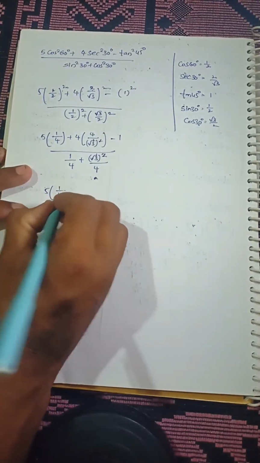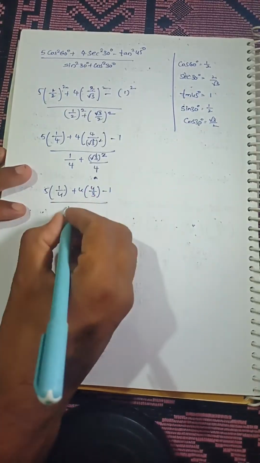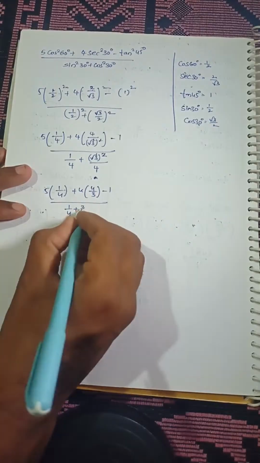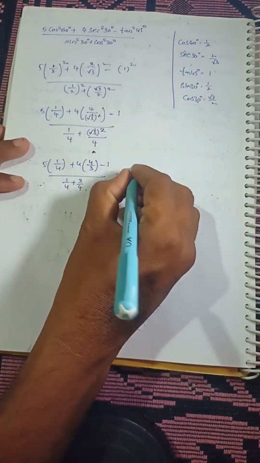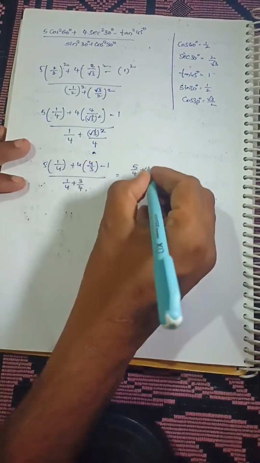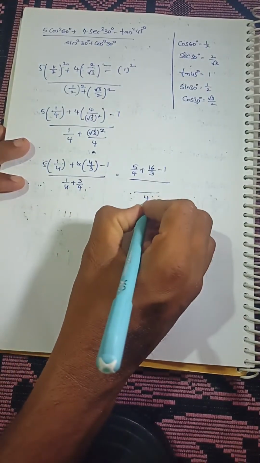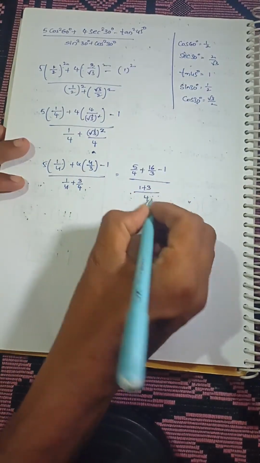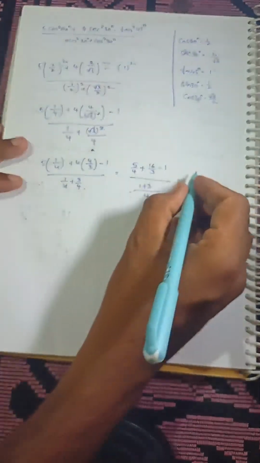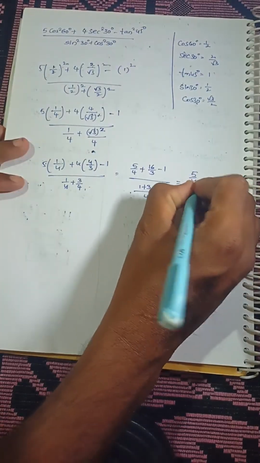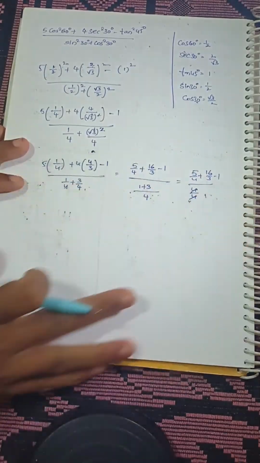5 into 1 by 4 plus 4 into 4 by 3 minus 1, by 1 by 4 plus 3 by 4. First, now see, 5 1s are 5 by 4, 4 4s are 16 by 3, minus 1. Both the denominators are the same, 4. Write 1 plus 3. 1 plus 3 value becomes 4. In the denominator, 4 by 4, 4 will be cancelled. We are getting only 1. Here, 5 by 4 plus 16 by 3 minus 1. You can remove the denominator. Why? Because we got only 1.